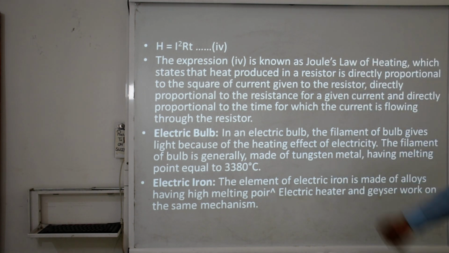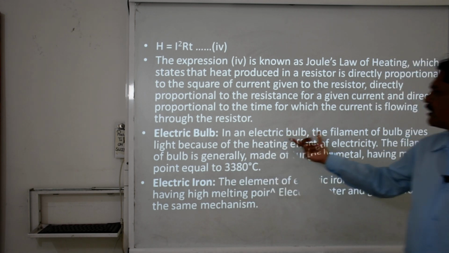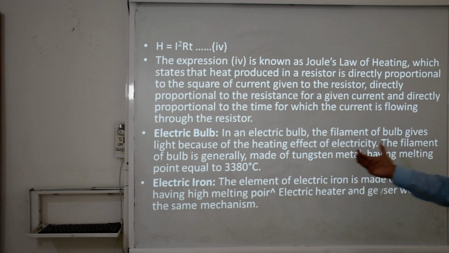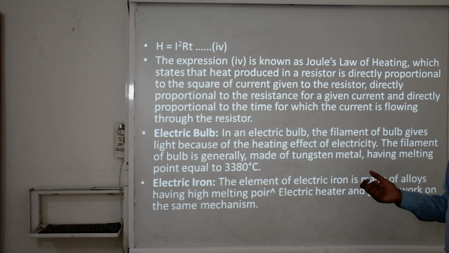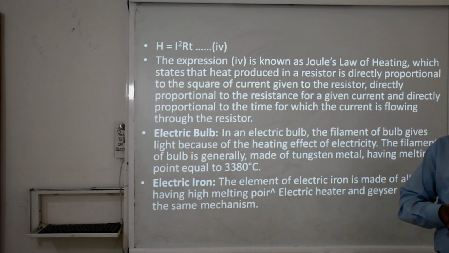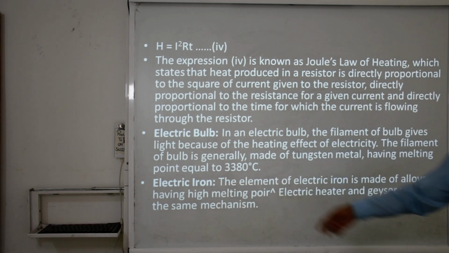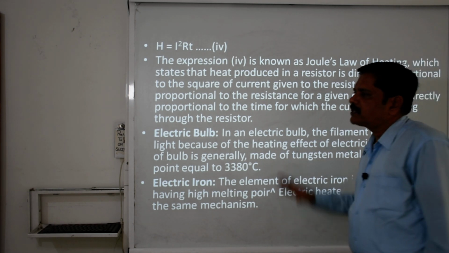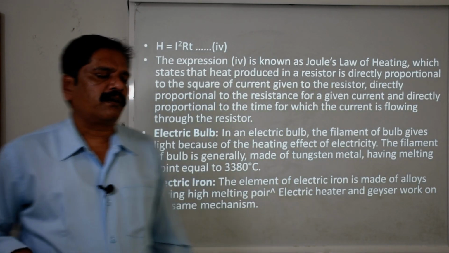Now we have different devices like the electric bulb. In an electric bulb, the filament gives light because of the heating effect of electricity. The filament is made of tungsten, which has a very high melting point of 3380 degrees Celsius, so that's why we use it. Similarly, there is the electric iron. Here we use an alloy to increase the resistance of the material, and it works with the same mechanism as the electric bulb, right?